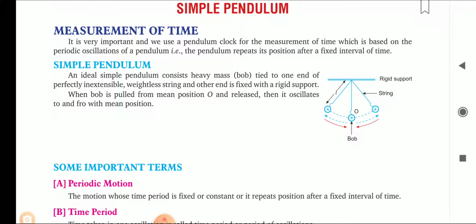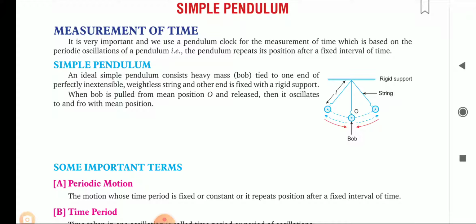Periodic oscillation means that any particle which vibrates in four phases, that means first it is at the mean position, then from the mean it will go to the extreme position. Initially it is at the mean position, then we apply some force and displace it from its mean position, then it goes to the extreme position, then from the extreme it again goes to the mean position, then again from the mean it goes to the extreme position on another side, then again from the extreme it comes to the mean position.